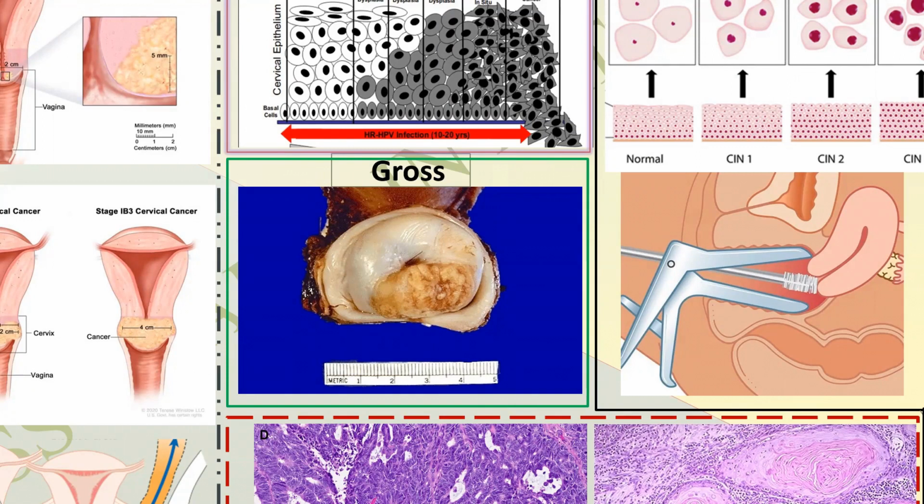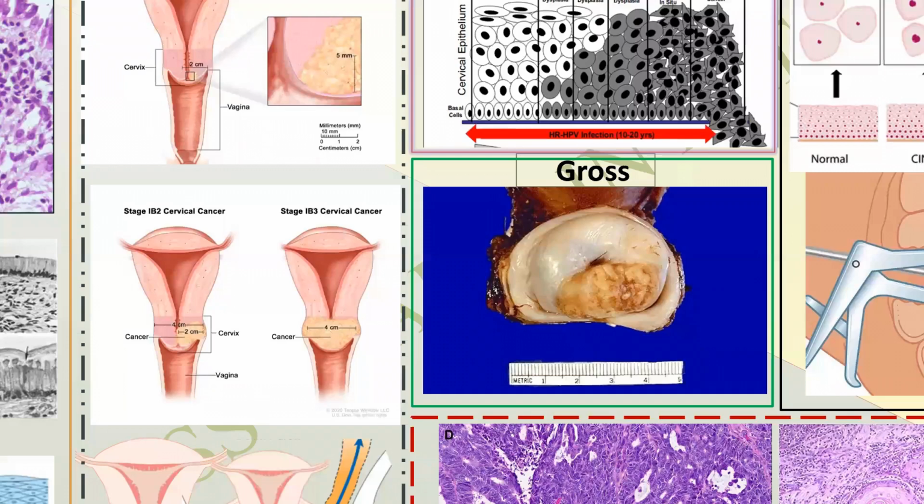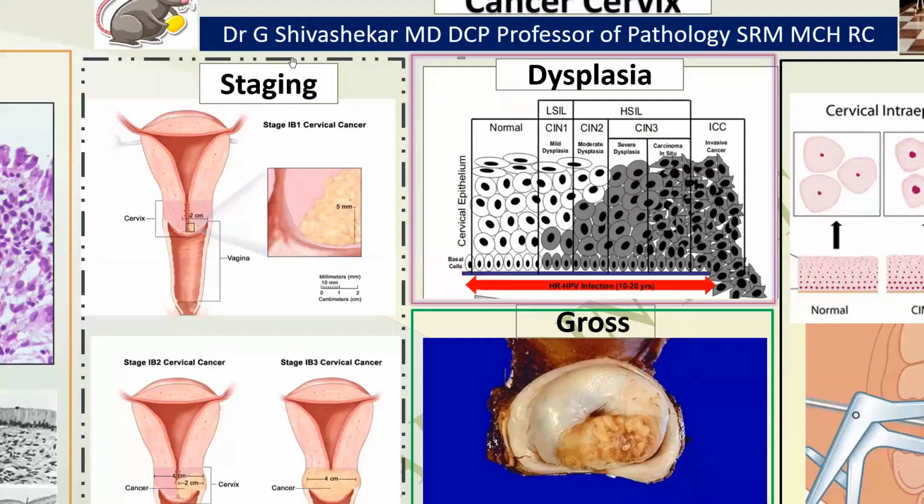There are different types which you people should remember. Any lesion, I have told you earlier also, it can be ulcerative, it can be proliferative, or combine both. It can be ulceroproliferative. So this is the gross picture of it. And not all will be at the same stage. How do you stage the carcinoma of the cervix? This is staging of the cervix.